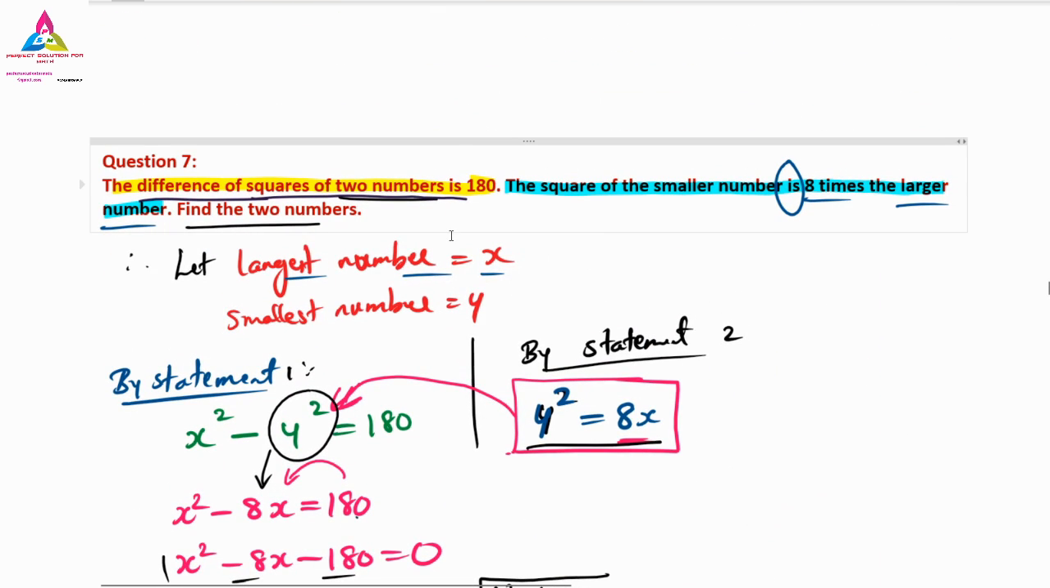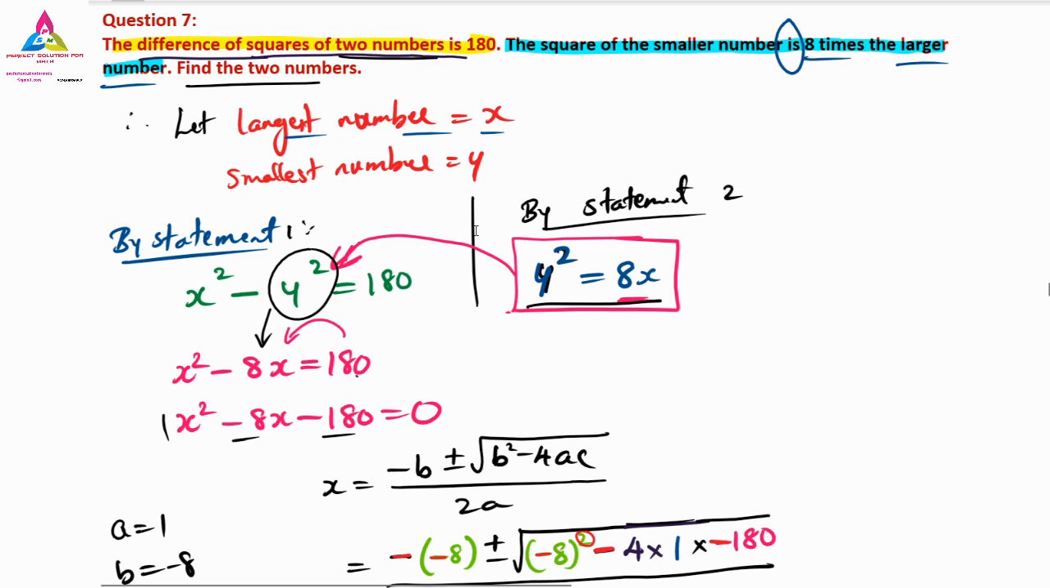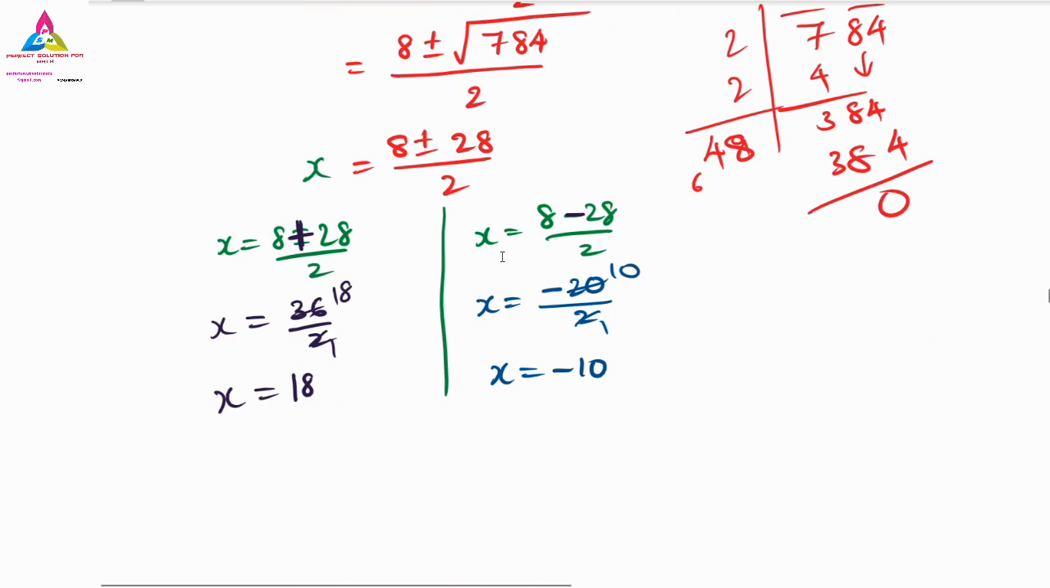The difference between the squares of the two numbers is 180, and the square of the smaller number is 8 times the larger. So which one is the correct answer? Whether the first one is correct, or the second one? Again I will tell you, this question is based on numbers. So both are possible, because here you are not finding any length, you are finding the number.